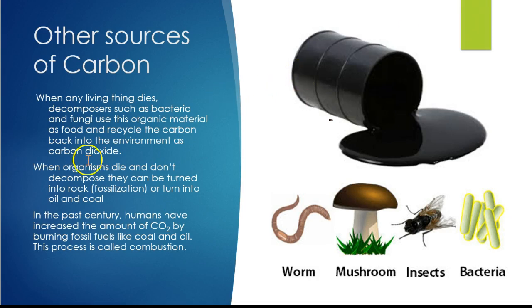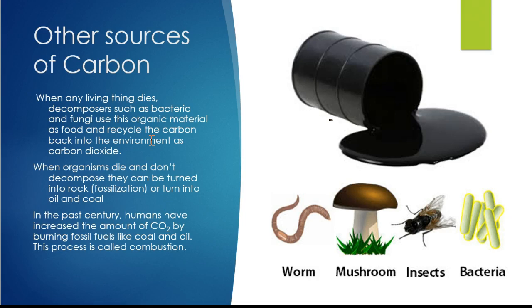The other carbon sources that we deal with primarily are when things die. When things die, decomposers such as bacteria and fungi break down the organic material as food and recycle the carbon back as carbon dioxide. But sometimes when organisms die, they don't decompose. What can happen is that they get caught under rock and dirt and they get formed into oil and coal.